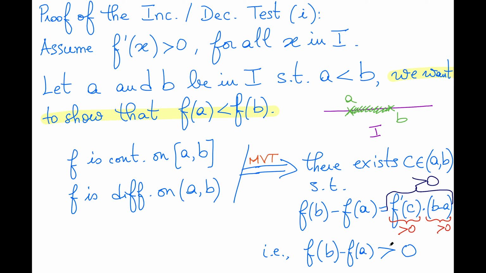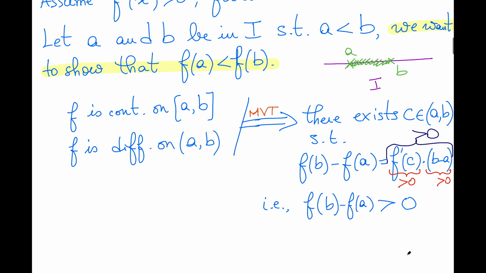Agree with me? Because this is equal to this side, and this number is positive, so that difference must be positive. And what does this mean? This means that f of a is smaller than f of b, right? As we wanted to show. That's what we wanted to show, right? I just highlighted it before. This is exactly what I wanted.